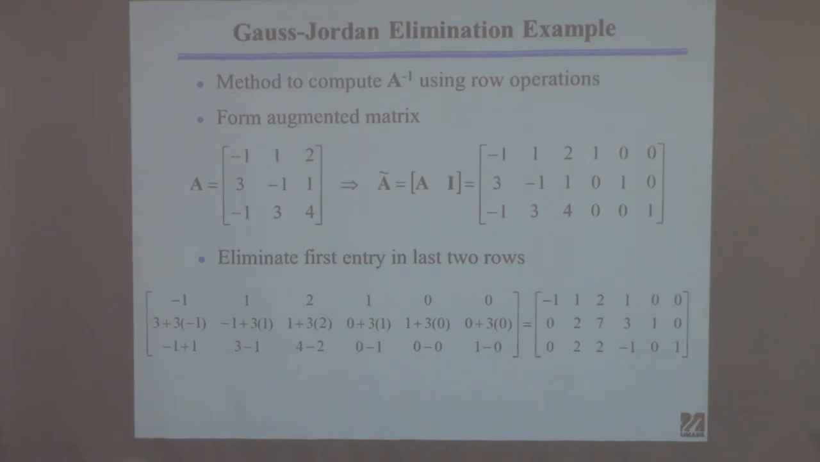Remember, we used to make that one zero, and that one zero, and then we had a triangular system when we were done. But now we have to make that one zero, that one zero, that one zero, that one zero, that one zero, that one zero, and all the diagonals have to be one now. So it's more work. It's roughly twice as much work.